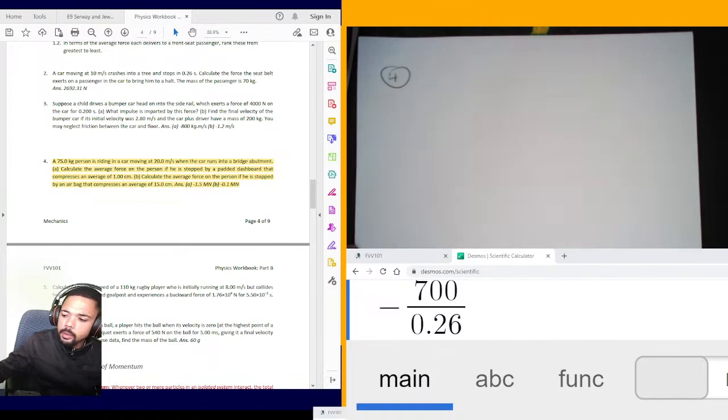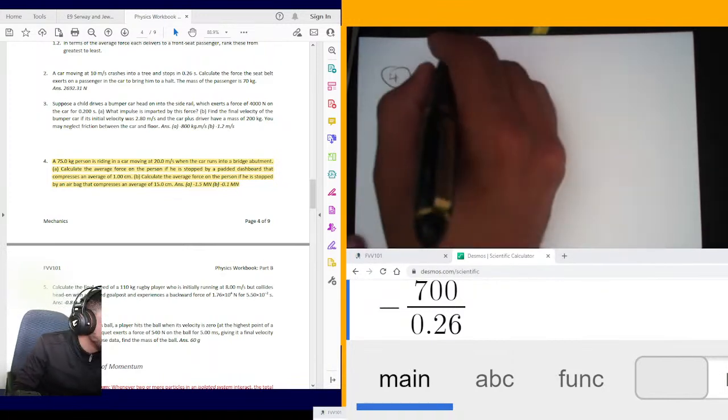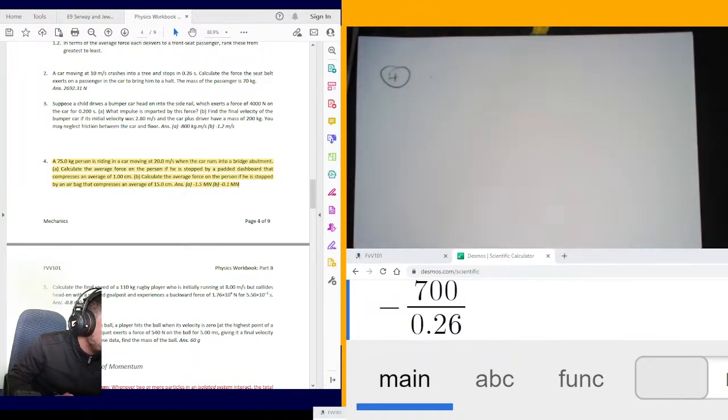So let's get on with it. Okay, so a 75 kilogram person is riding in a car moving at 20 meters per second when the car runs into a bridge abutment. Calculate the average force on the person if he is stopped by the padded dashboard that compresses an average of 1 centimeter, and then calculate the average force on the person if he is stopped by an airbag that compresses an average of 15 centimeters.